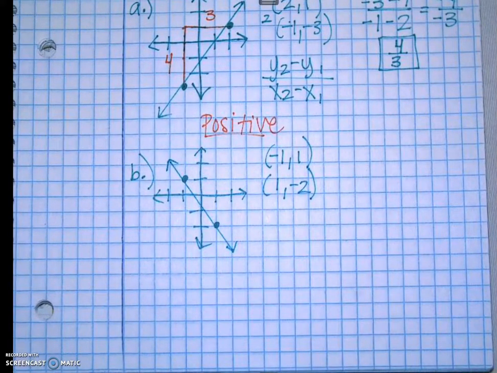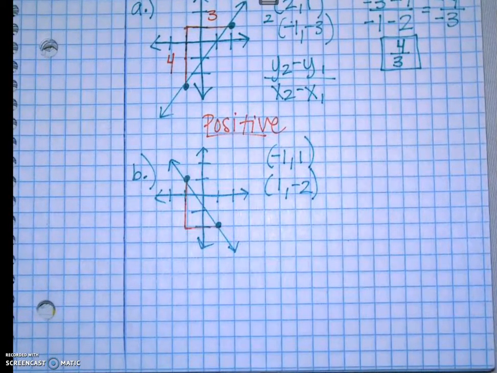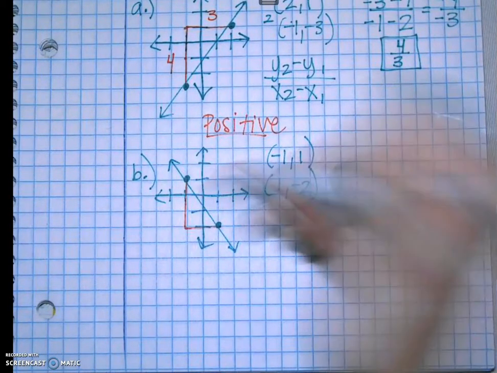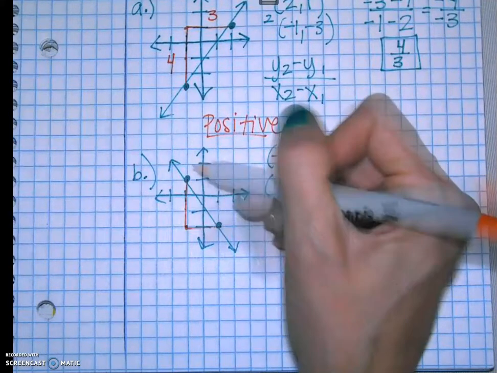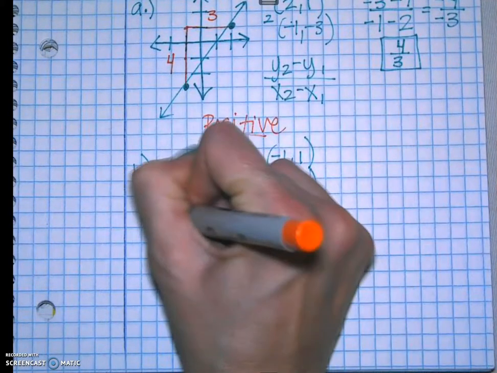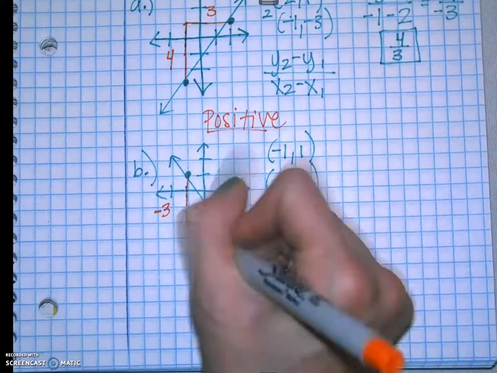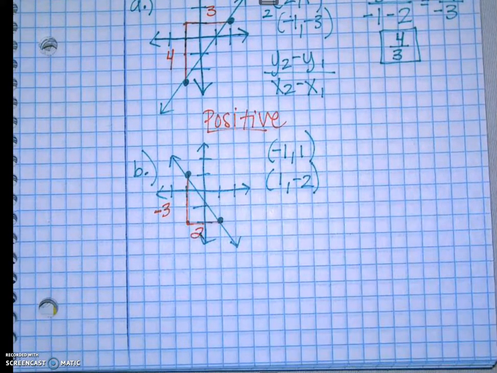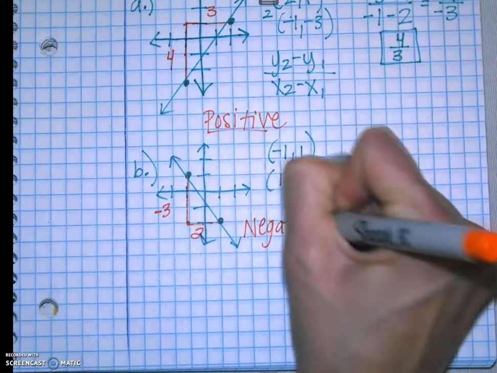Okay? And like I said, if you want to make that triangle to make it a little easier to see, you can. Remember, it's rise over run, so do the rise first. So you're going down 1, 2, 3. Remember, when you're going down, that's a negative number. And then you go right, 1, 2. So that means that you have a negative slope.